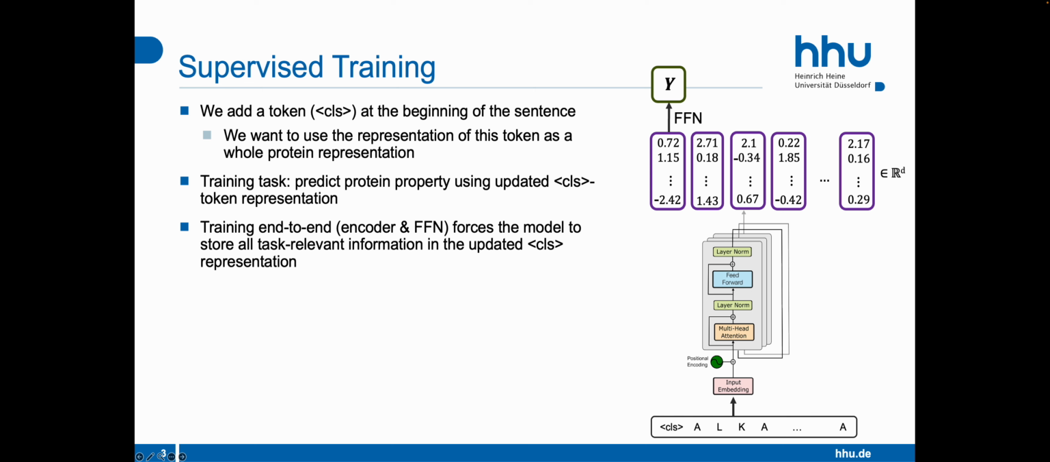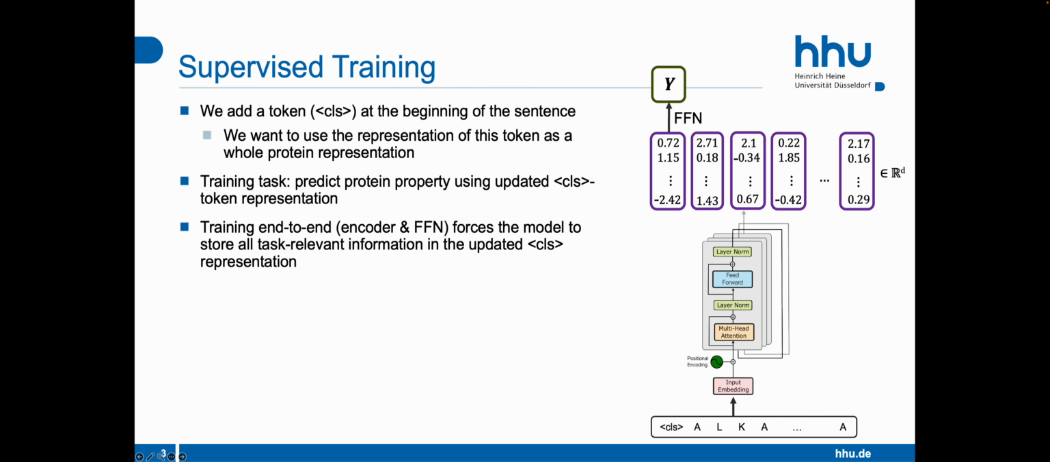First, we notice that we added an additional token to the input sequence, which we named CLS, which stands for classification. In the end, we want to use the updated representation of this token to make a prediction for the whole protein. In the beginning, this token doesn't store any useful information, only the information that this is the classification token. However, by passing the token embedding through the encoder together with all the amino acid representations, this token gets updated by using information about all amino acids in the sequence.